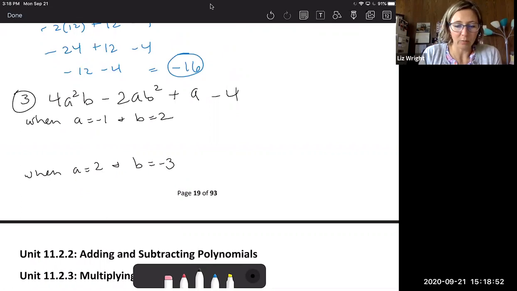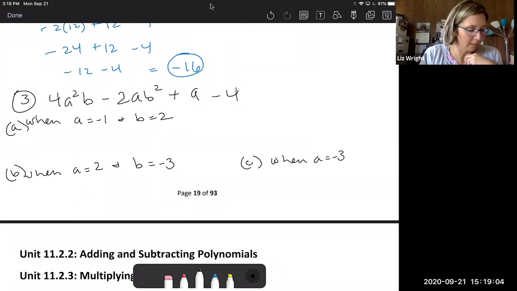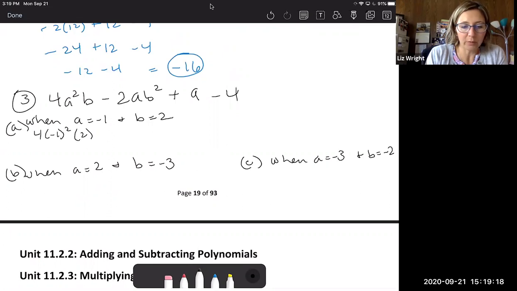And then the last scenario, so this is A, this is B, this is C. The last scenario will be when a equals -3 and b equals -2. So those are the 3 we're going to try. So the first one, we're going to have 4 times -1 quantity squared times a 2, minus 2 times a -1 times a 2 squared plus 9 minus 4.